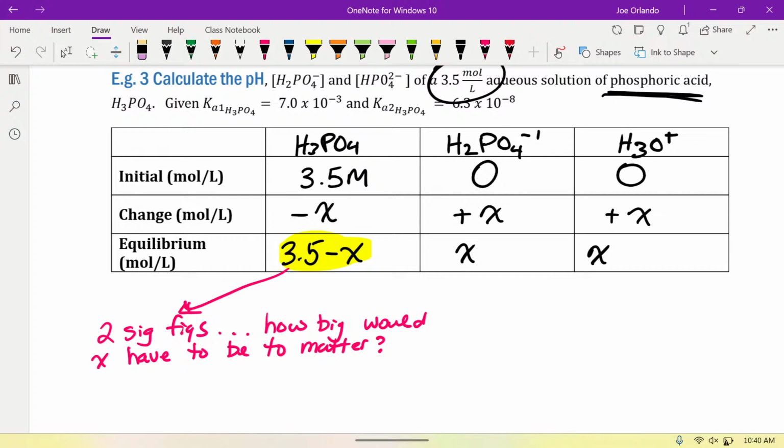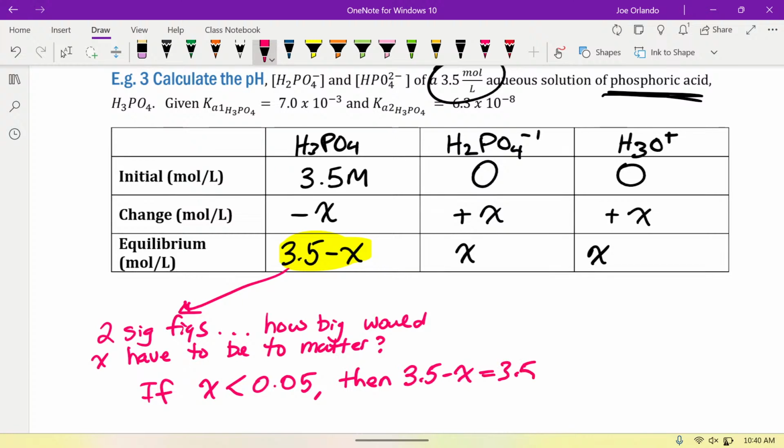So in this case, if x ends up being less than 0.05, then it doesn't matter. Then 3.5 minus x is just 3.5. Does that make sense? If x is small enough, it doesn't matter. Can we predict how big x will be?